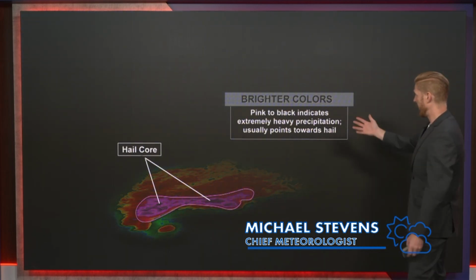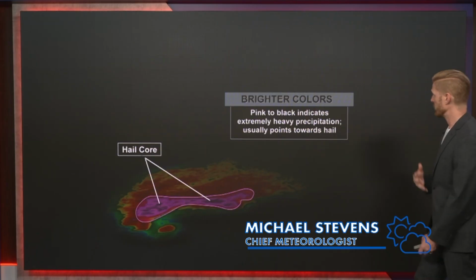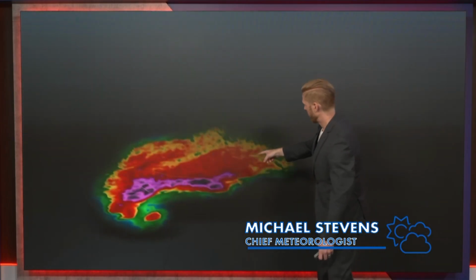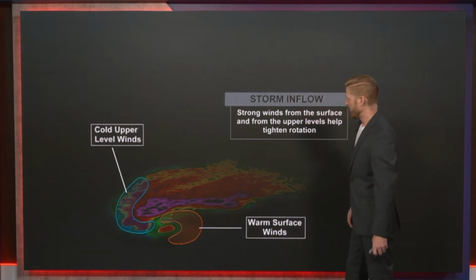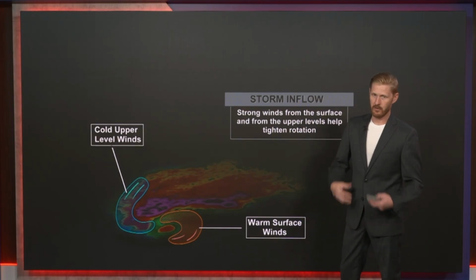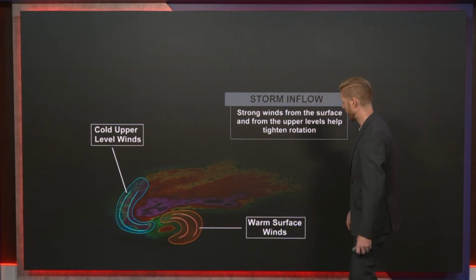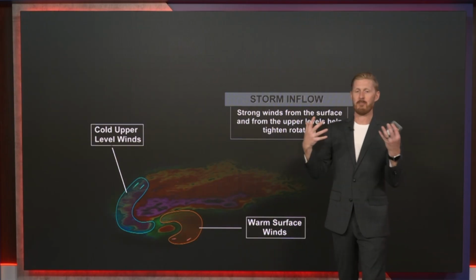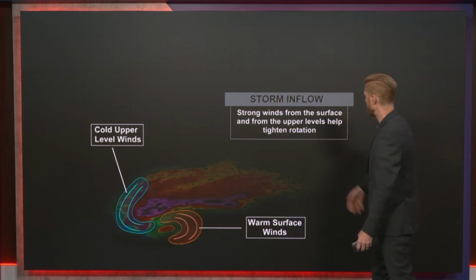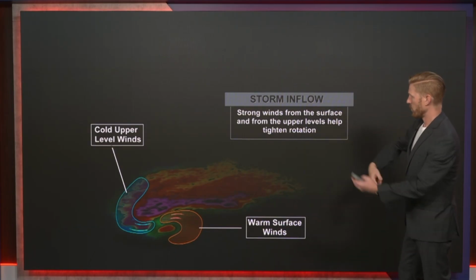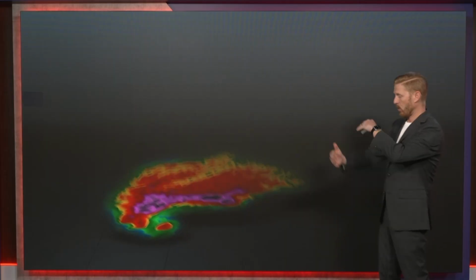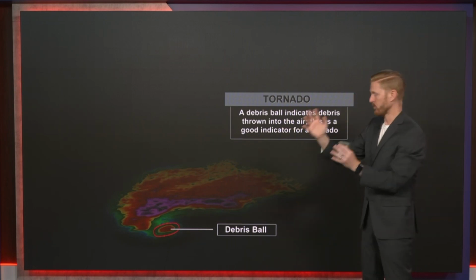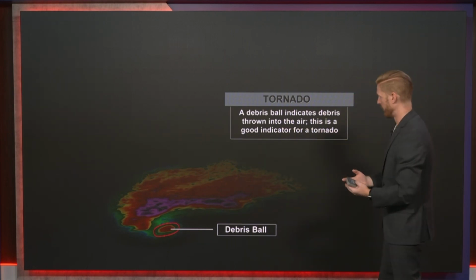So the brighter colors, that pink to black, indicates extremely heavy precipitation, usually points towards hail because it is more reflective, like we were just telling you. But notice the inflow, outflow. That is where you need to be the concern, or have your eyes drawn towards. That is where you could have the rotation. That is where you could have a tornado when you're looking at a basic radar. So those strong winds from the surface and from the upper levels help tighten rotation, and also help take the horizontal rotation that you have and stack it vertically. And that's where you start getting the tightening and also a tornado to form.